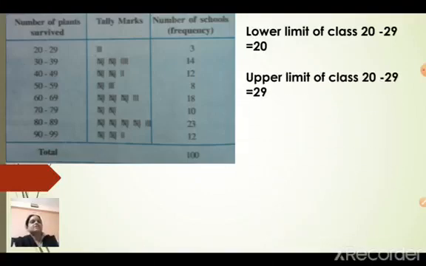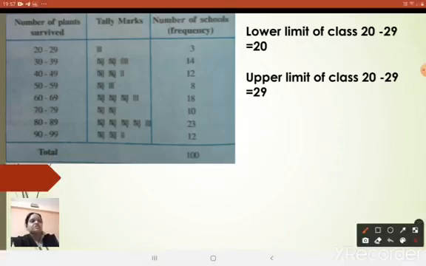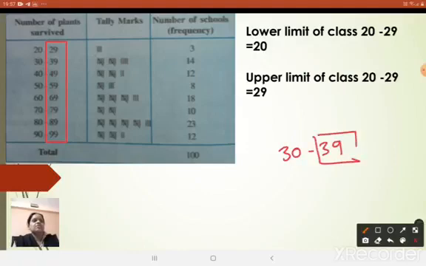Now the second point is upper limit. What is the upper limit? Similarly, as we have seen, the first value is called the lower limit. Similarly, you can see over here the second value. In that class the second value is called the upper limit. So for example, 30 to 39, your second value 39 is called the upper limit. If I consider 90 to 99, your second value is called what? Upper limit. So the upper limit of that class is nothing but the second value. Is it clear to all of you?